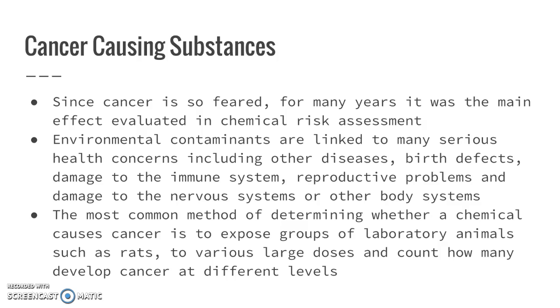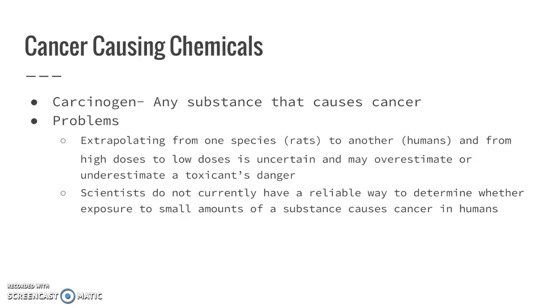So the most common method of determining whether a chemical causes cancer is to expose groups of laboratory animals such as rats to various large doses of that chemical and count how many develop cancer at different levels. So we're going to have one group that is exposed to a very high rate of this chemical, another group that's exposed to a smaller rate, and another group that's exposed to a smaller rate. And we're going to determine the rates of cancer based on that.